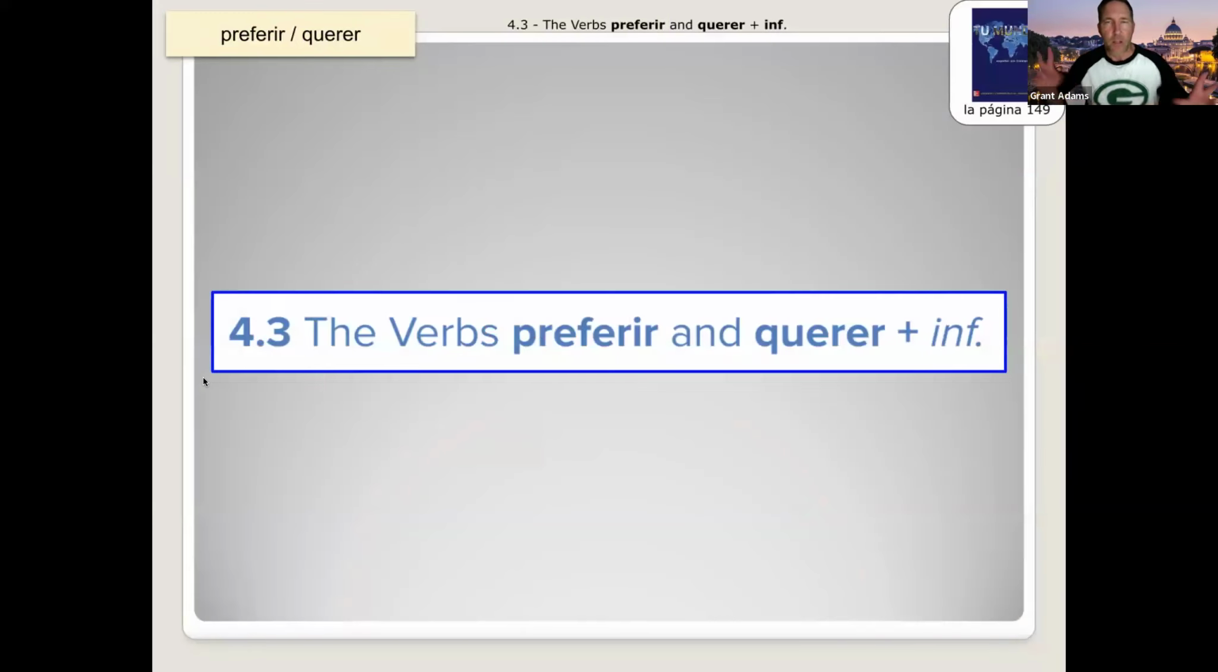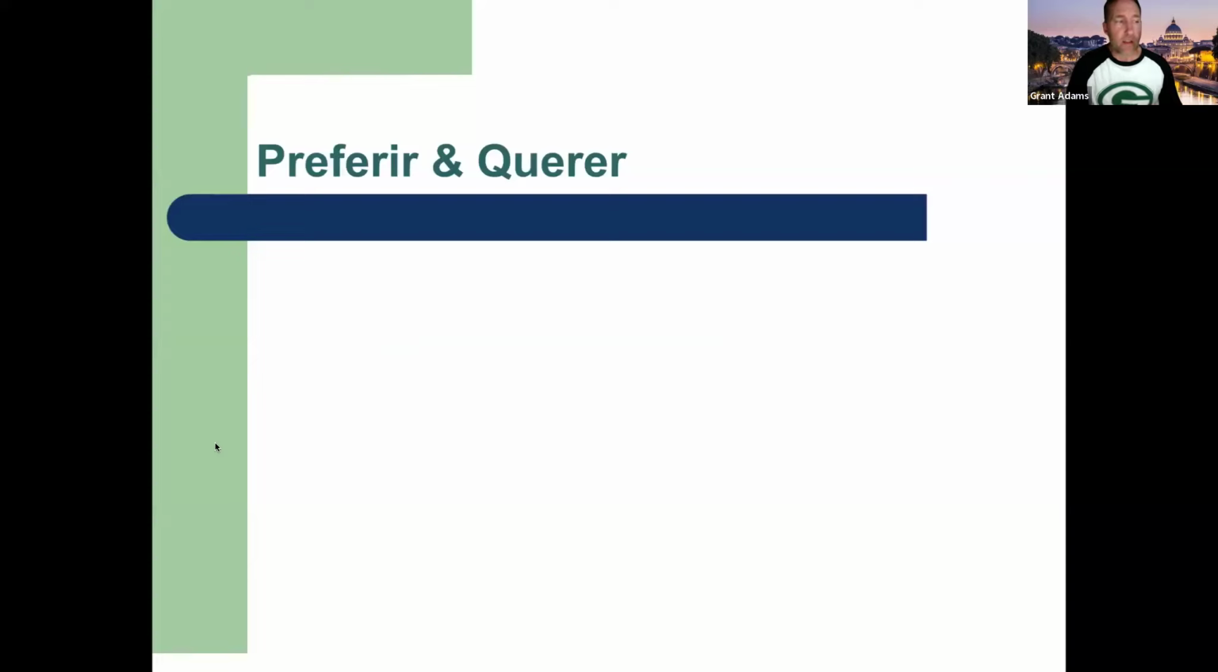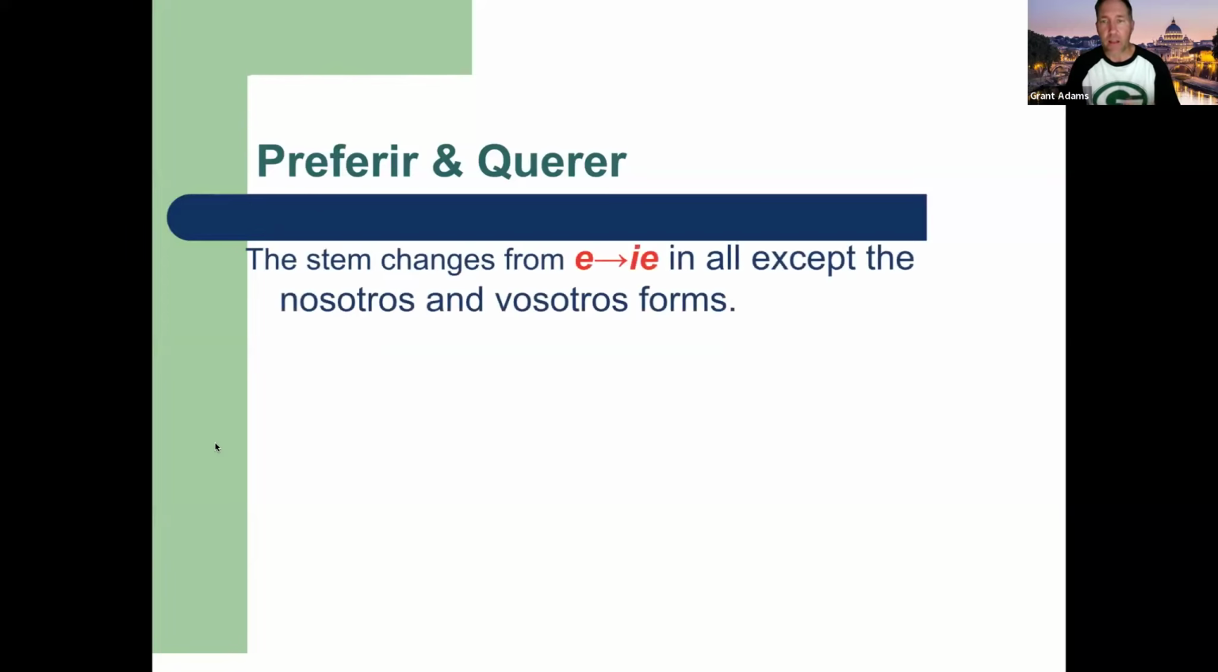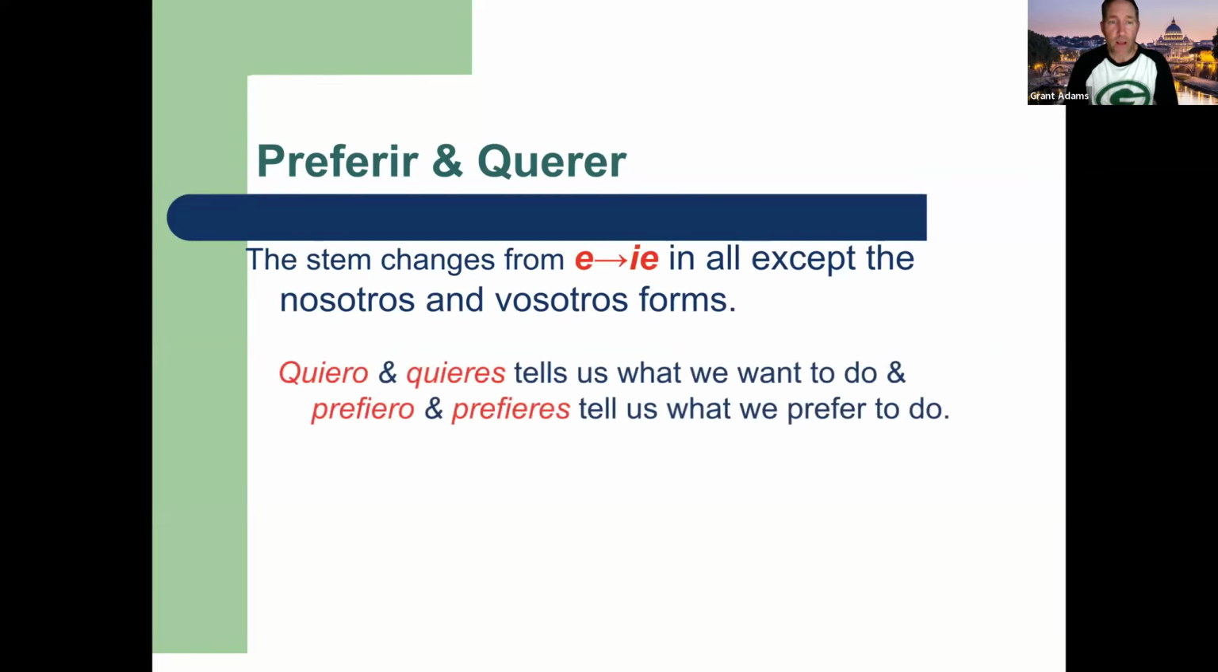Perfecto, ok. Dos verbos difíciles. Tenemos la palabra preferir, to prefer, querer, to want, okay? Preferir, querer. Some stem changes happen with preferir and querer, E to IE, right? Quiero, quieres, prefiero, prefieres.